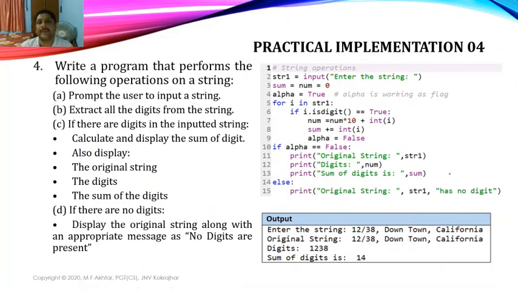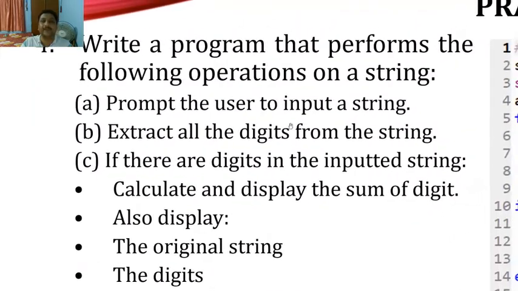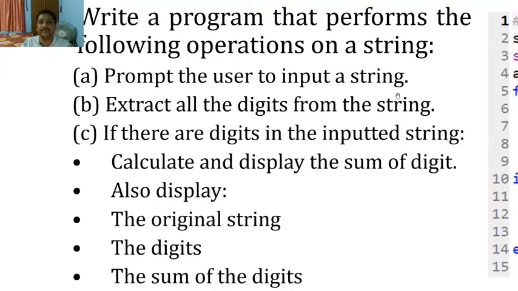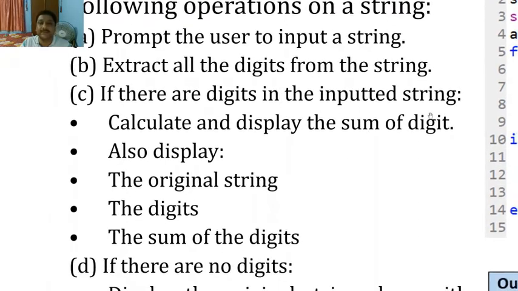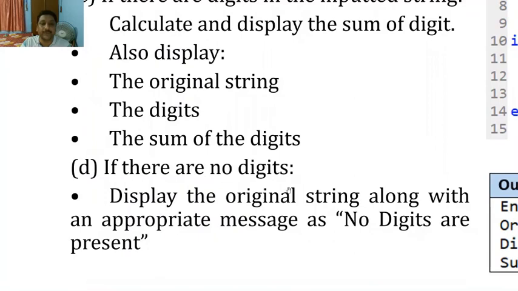Now see practical implementation 4. First see the question. This is the question: write a program that performs the following operation on a string. Prompt the user to input a string and extract all the digits from the string. If there are digits in the inputted string, calculate and display the sum of the digits. Also display the original string, the digits, and the sum of the digits. If there are no digits, display the original string along with an appropriate message that no digits are present.